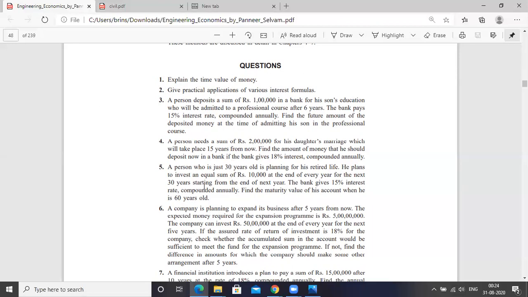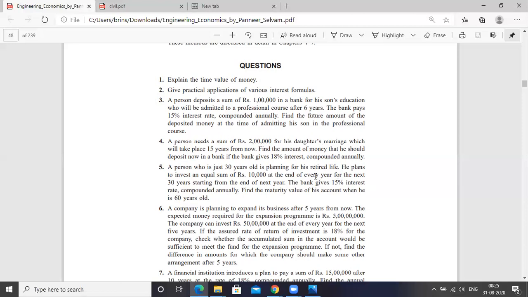To answer this question, they have given you the period, that is 30 years starting from the next year. So n is given as 30, and the equal sum of 10,000, that is A, is given, and the interest rate of 15% is given. That is, A is given, n is given, i is given, and you need to find the future amount.